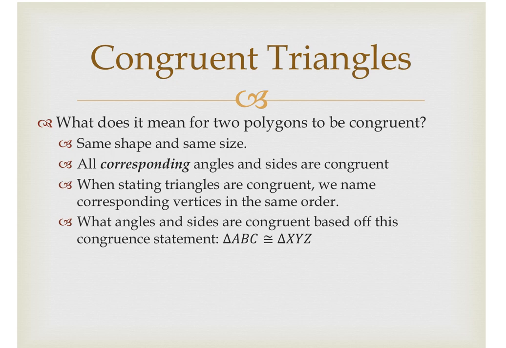So when you're writing down your congruency statement, something that's really important is to make sure that you are naming them correctly. Because in order for two triangles or polygons to be congruent, all the angles must be congruent. And so when you're naming things, you need to make sure that the corresponding vertices are in the same order. So take this example down here.